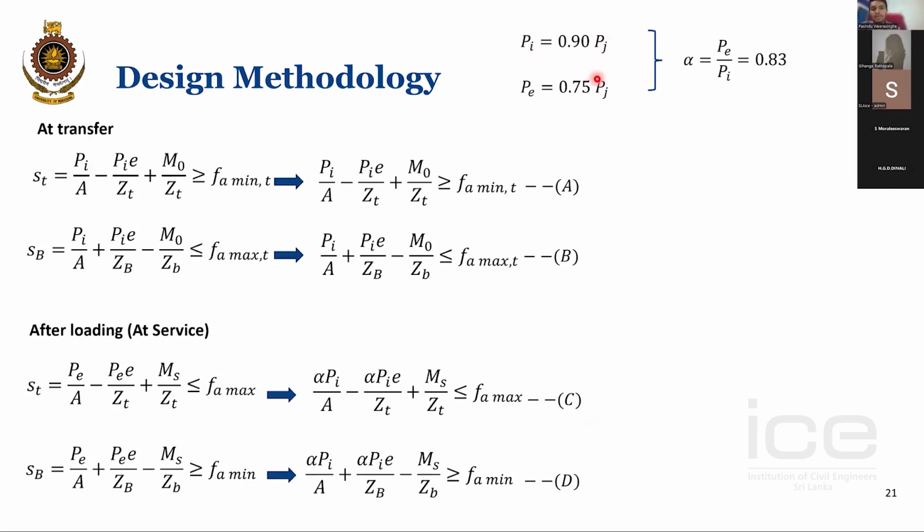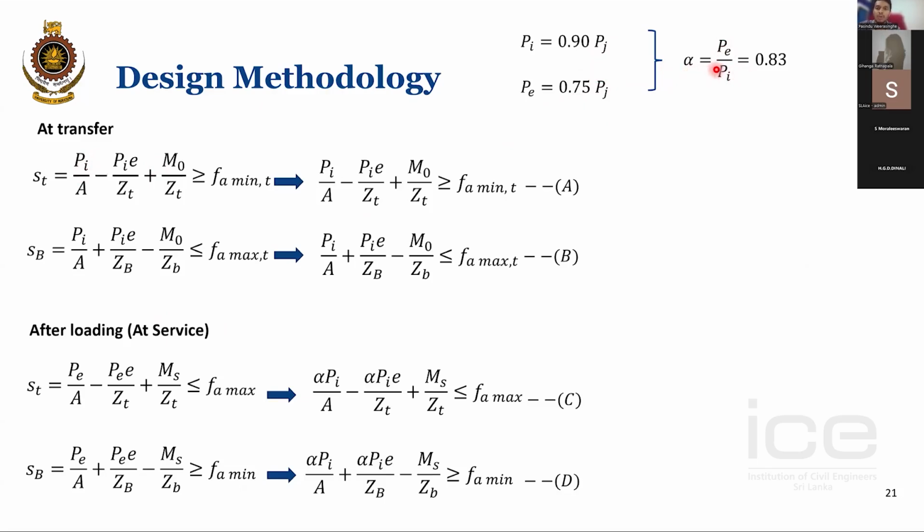And a further 15% reduction can be anticipated at the service stage after loading. So this will be only 75% of the jacking force. Therefore, if you take the PE over PI ratio alpha, it is about 0.83, this 0.75 divided by 0.9. So if I denote this as Pi, PE can be written as alpha times Pi.